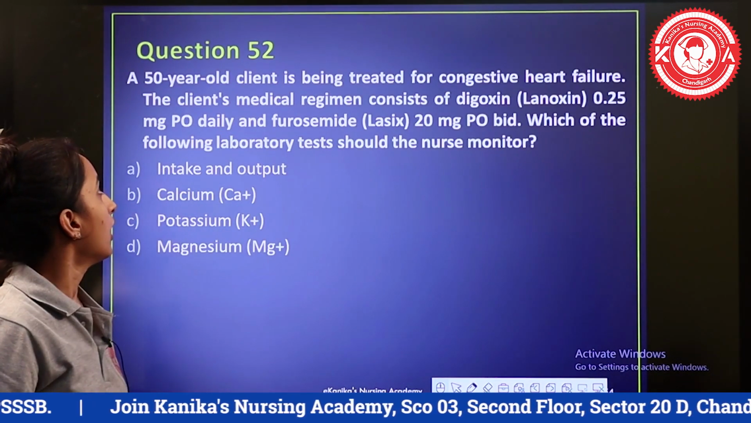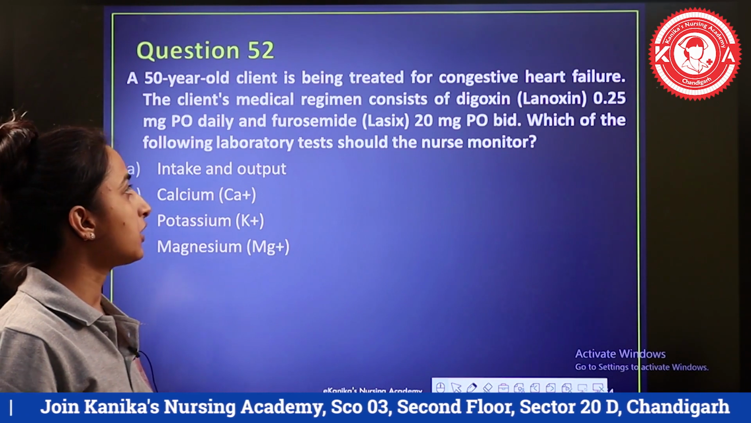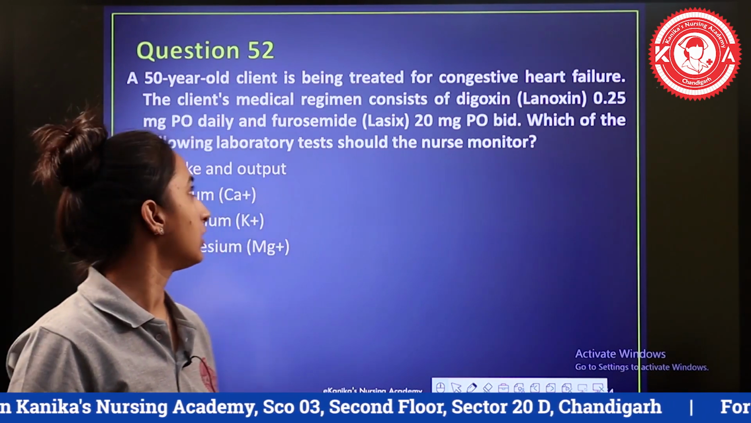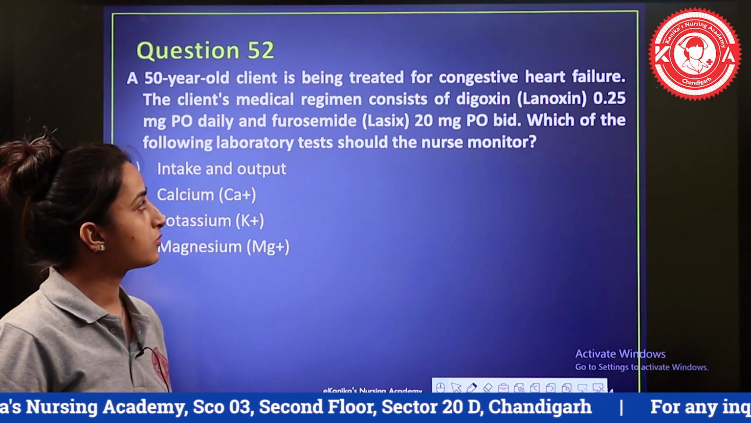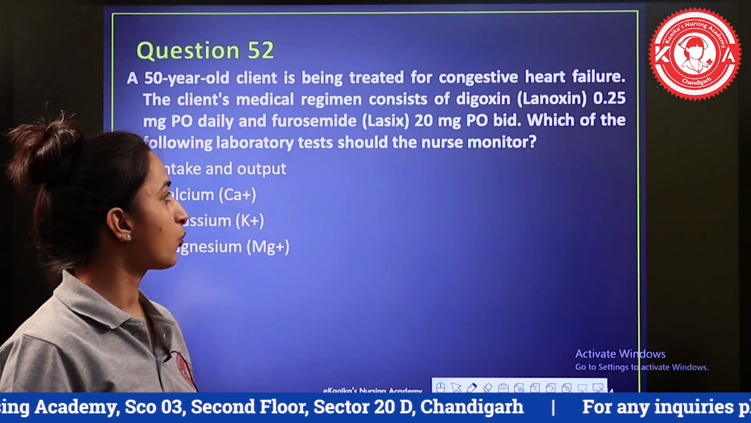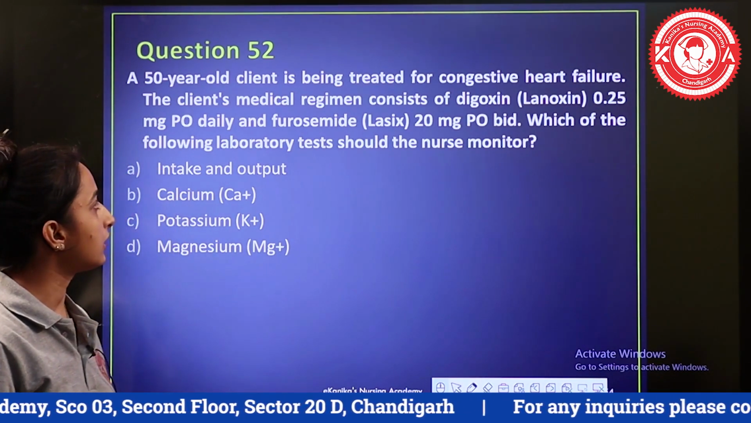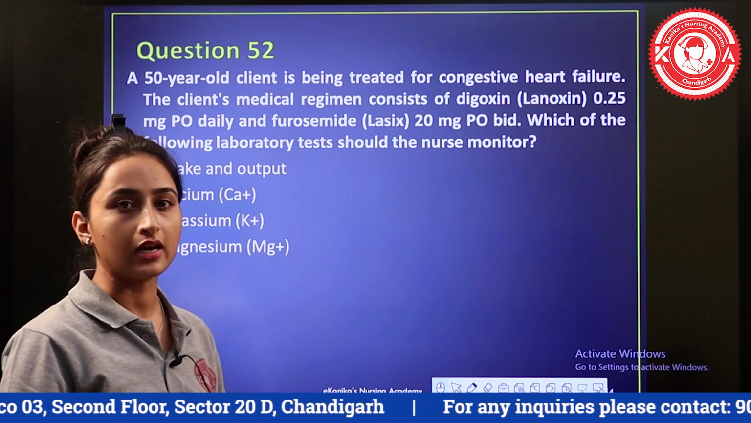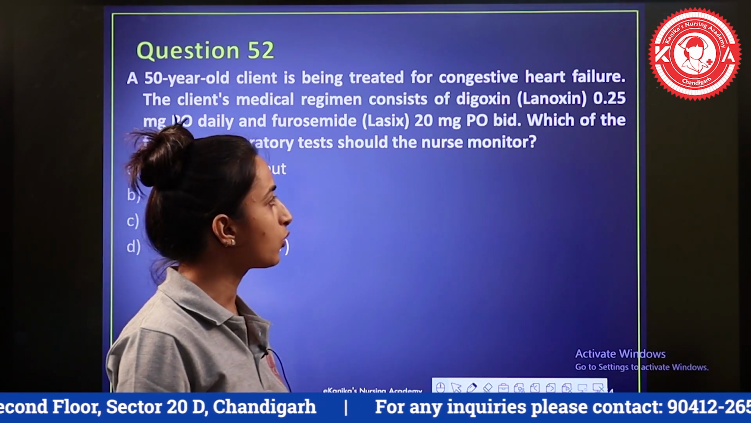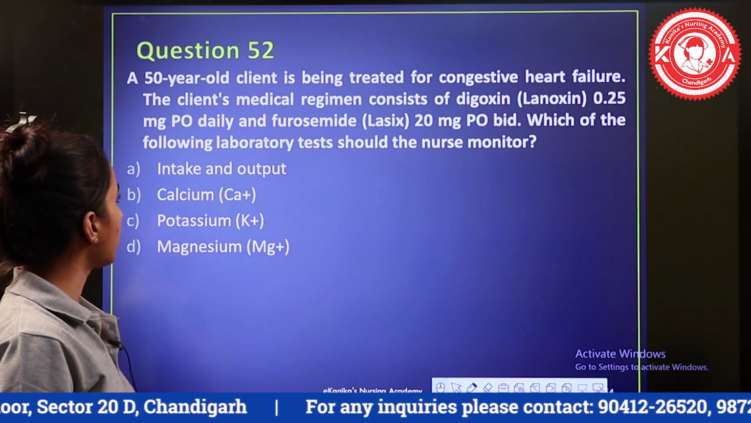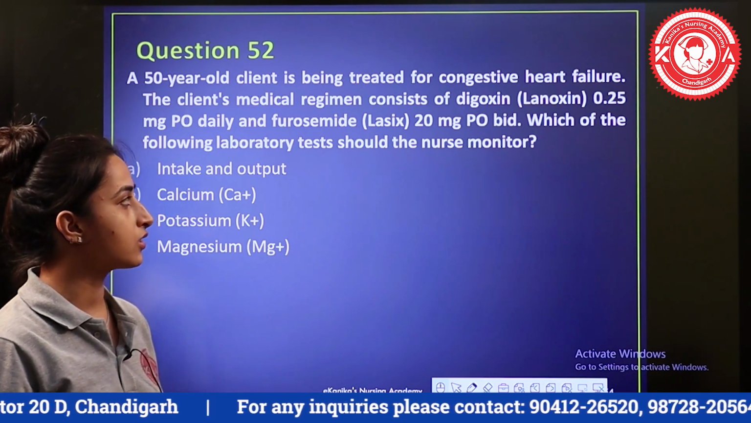Next question is, a 50-year-old client is being treated for congestive heart failure and the client's medical regimen consists of digoxin 0.25 mg per orally daily and furosemide, that is the Lasix, that is 20 mg per orally BD. So which of the following laboratory tests should the nurse monitor?